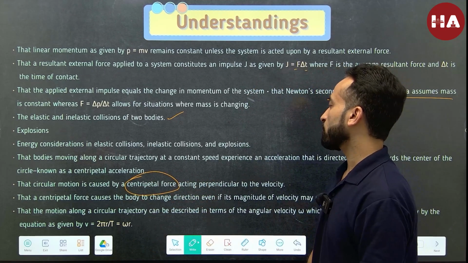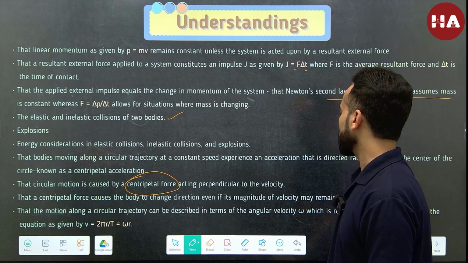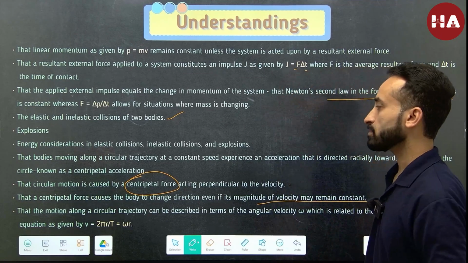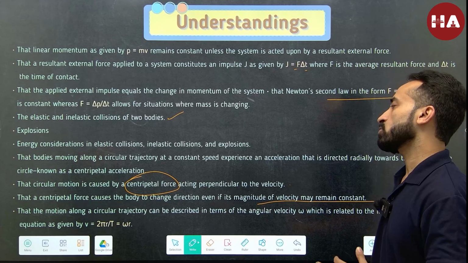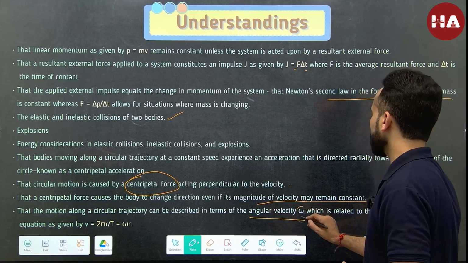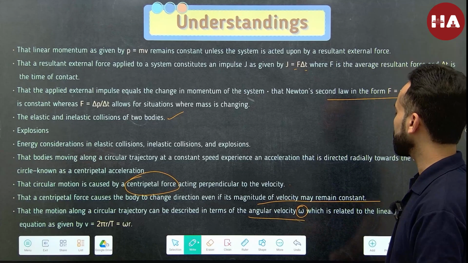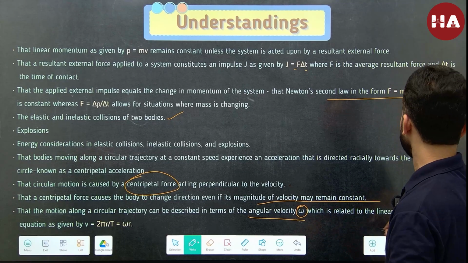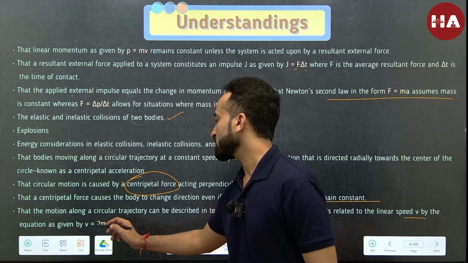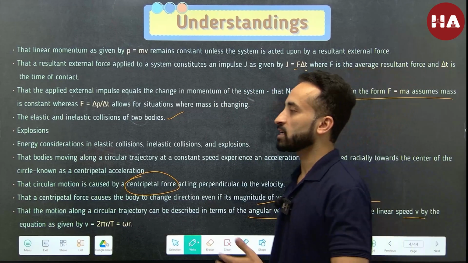That a centripetal force causes the body to change the direction even if the magnitude of velocity may remain constant. That the motion along a circular trajectory can be described in terms of angular velocity. We call this omega, this symbol that looks like w, which is related to the linear speed v by the equation v equals 2πr over T or ωr.